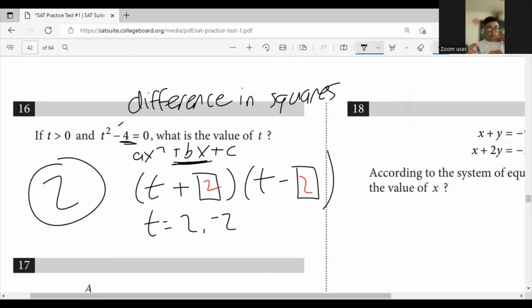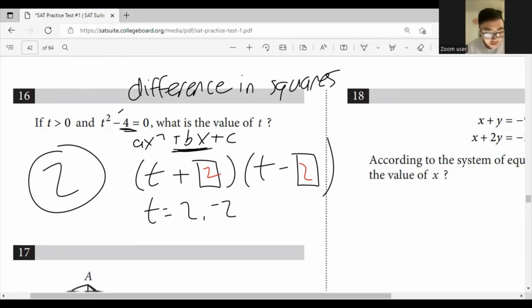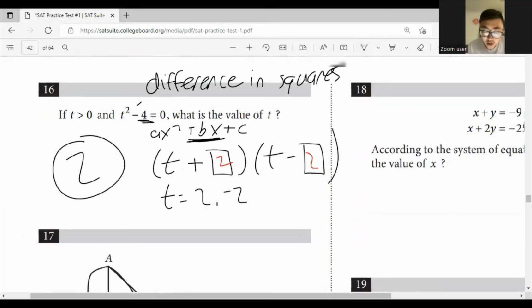Now, you could factor this using the standard method with a times c, find 2 numbers that multiply to a times c but add up to b, which b is 0 in this case. But sometimes it's not always going to be like that. I think just knowing that this is a difference in squares and this is a perfect square, you can just square root it, which is 2. And you have t plus 2 times t minus 2. It's a much faster way, and it's valuable learning because you'll see a lot of difference in squares on the SAT. So it'll save you a lot of time knowing how to do it.